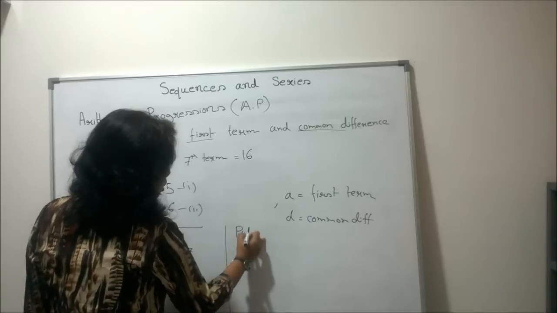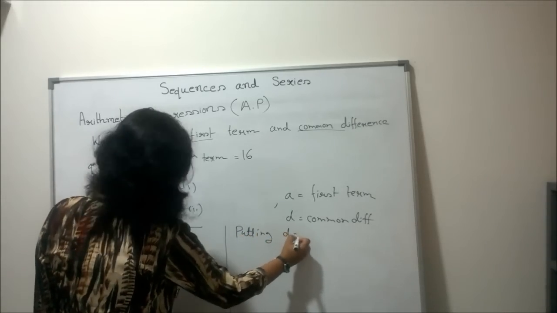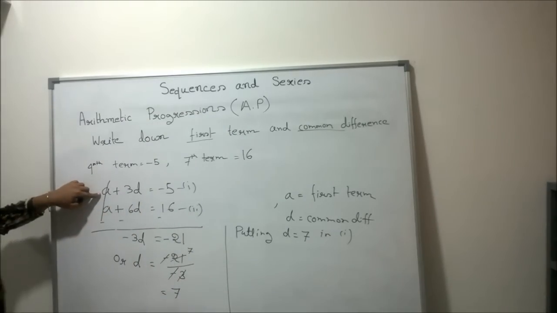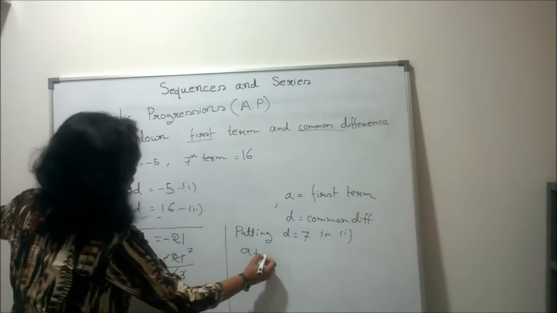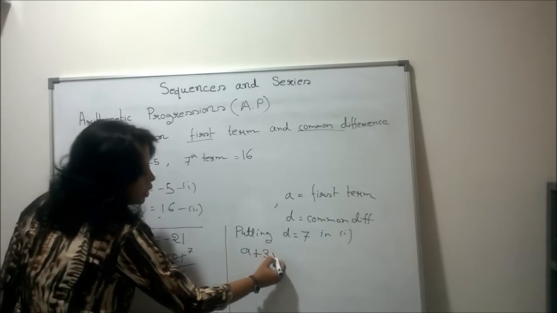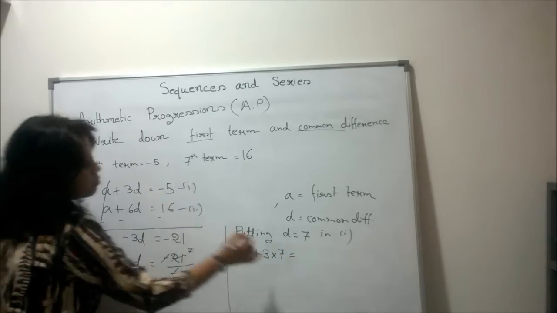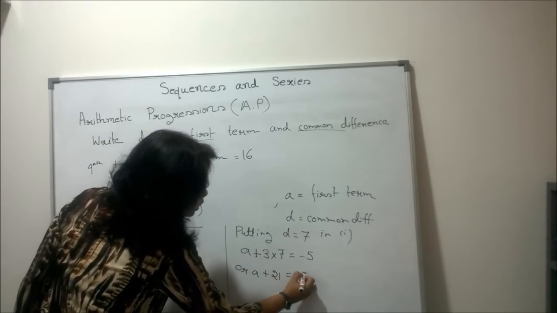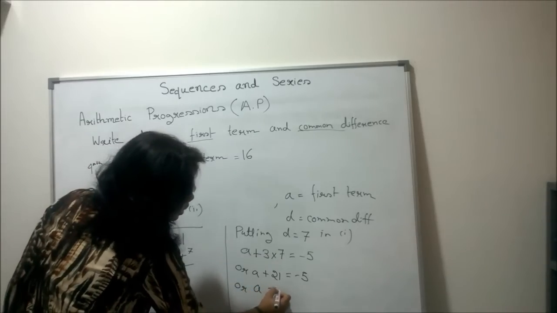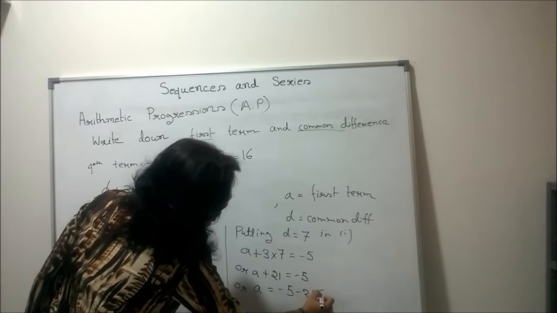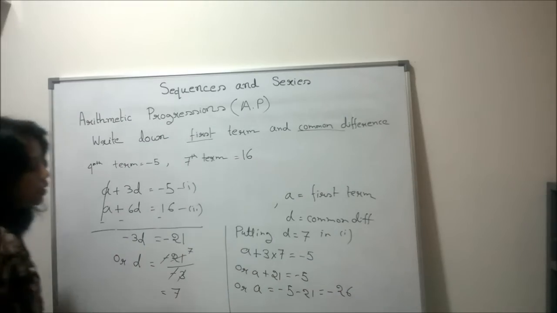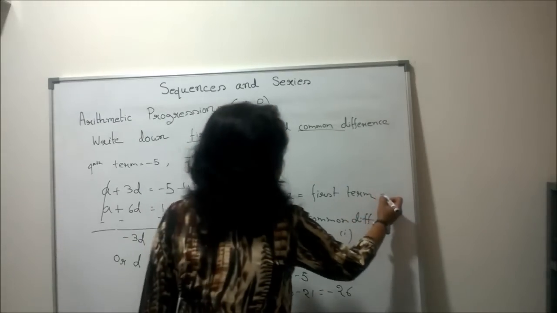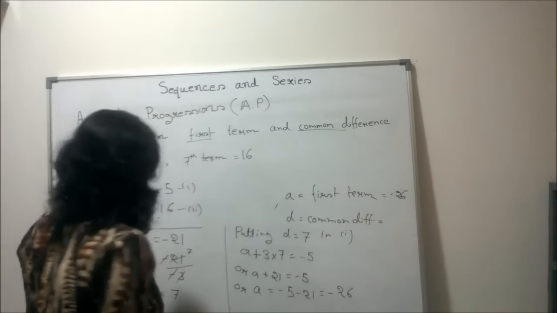And we just put it in any one of these equations. So putting the value d is equal to 7 in 1. So here a plus 3d, 3 into 7 is equal to minus 5. So here a plus 21 is minus 5. So here a is equal to minus 5 minus 21, that is minus 26. So here the first term is minus 26 and the common difference is 7.